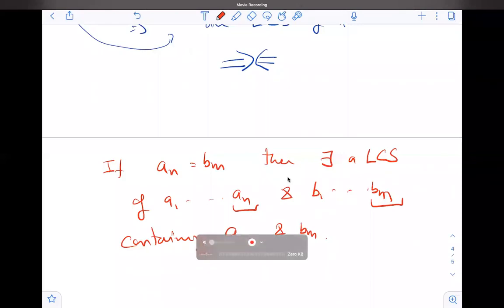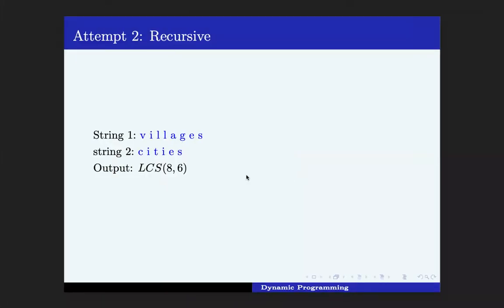Excellent. So in that case, what can we say here? The last letter is the same, both of them are S. So I can say that the longest common subsequence must include this S. So it will be LCS of 7,5 plus 1. Now what is LCS of 7,5? The last one is E. Look at them, the E's are the same also. So this is nothing but LCS of 6,4 plus 1.